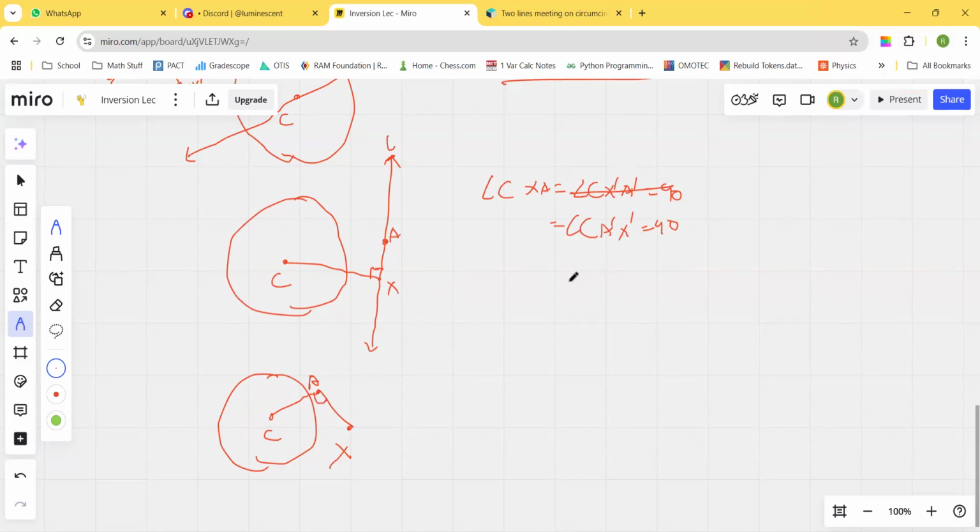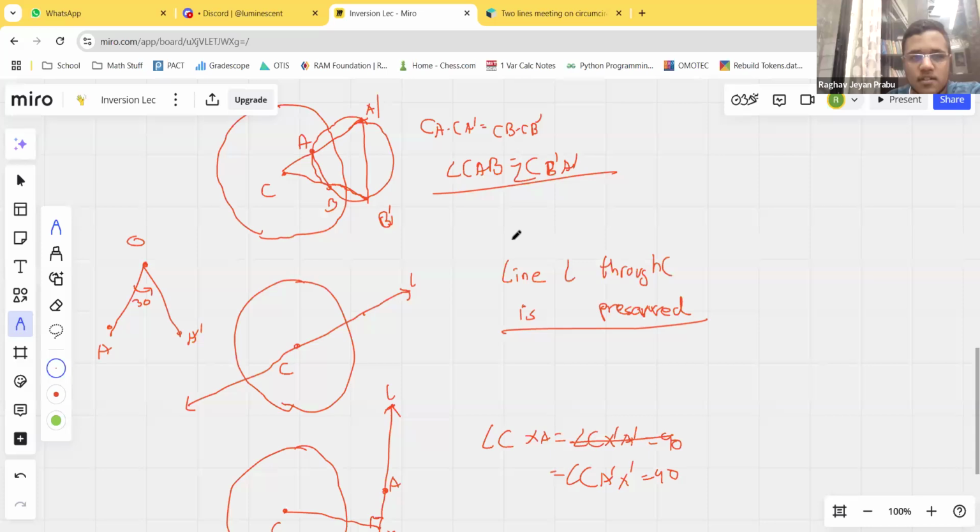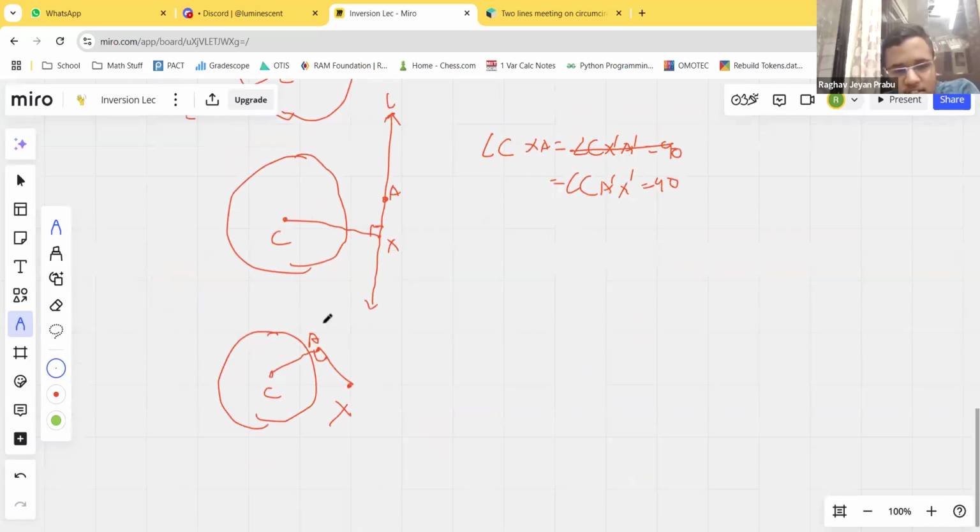Yeah, the cyclic quadrilateral thing. Right, because of this result. So now what does this mean? If you look at the image of X and call it X', then for all points A on this line, this relation will be true, right? But what does that mean? That means that this will actually form a circle with diameter CX'.